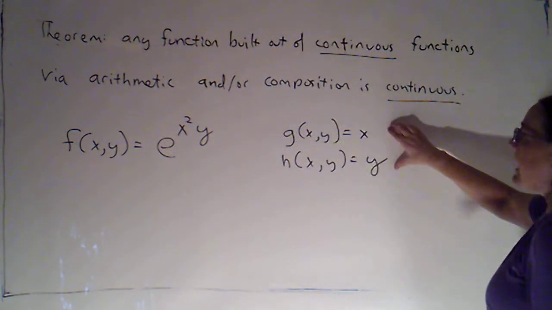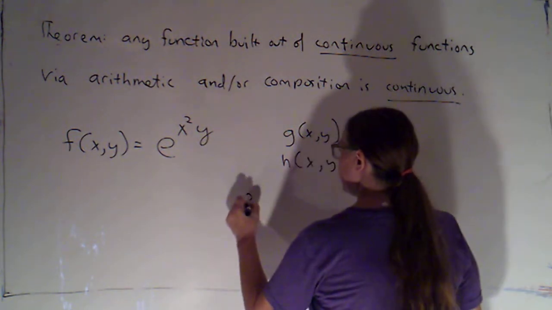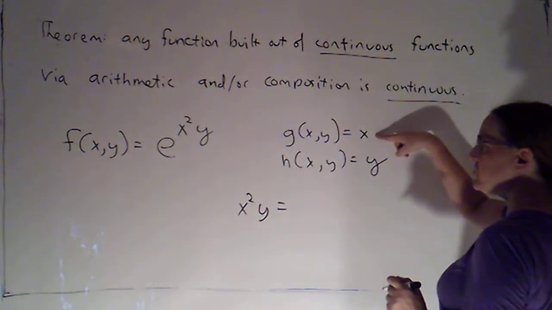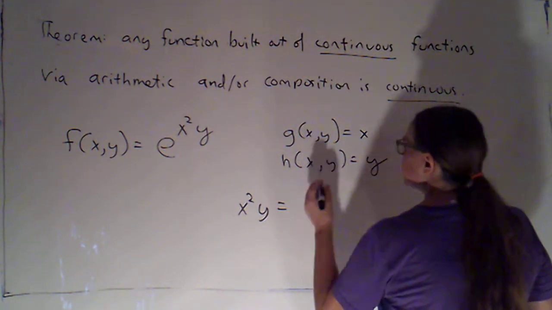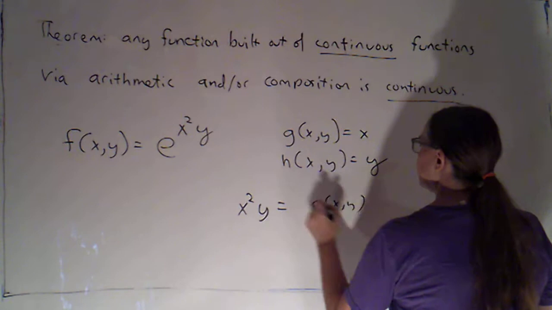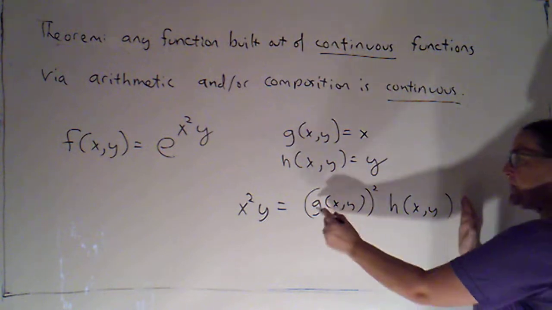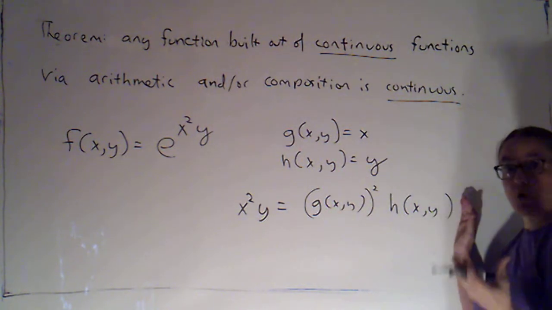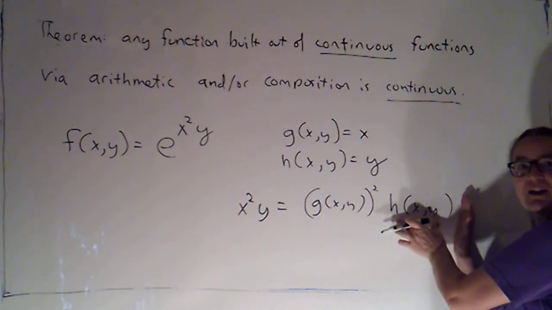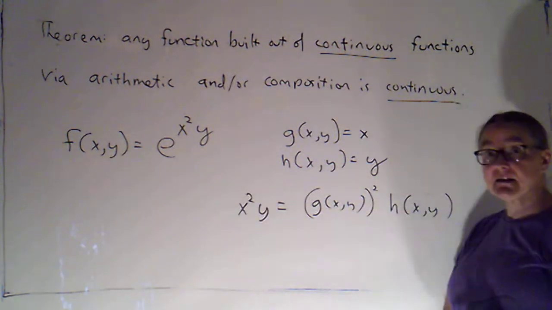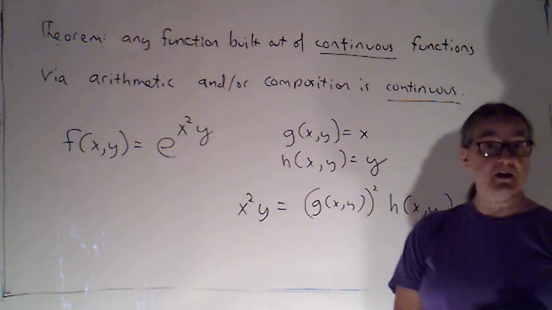Now I can build the function x squared y by saying that's just g squared times h. So that's g of xy squared times h of xy. So I built that just using arithmetic. That's multiplication. I multiplied g by itself, because that's what squaring does, and then I multiplied that by h. So therefore I know that that's continuous because I built it out of these continuous functions using arithmetic.